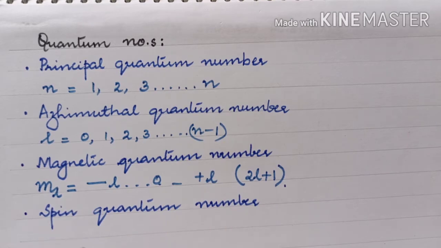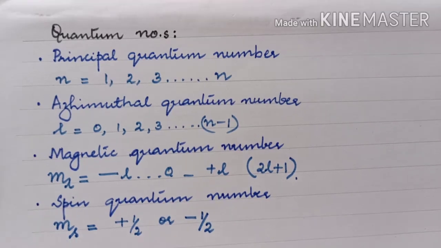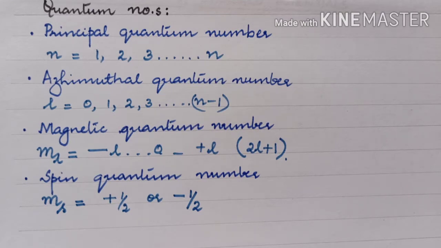And finally we have the spin quantum number, which is denoted by the letter ms, which is having two different values, plus half for clockwise spin, and if it is anti-clockwise it has the value negative half. Having said that, each and every orbital can have a maximum capacity of 2 electrons. Now we will learn how to write the quantum numbers for different electrons in different orbitals.